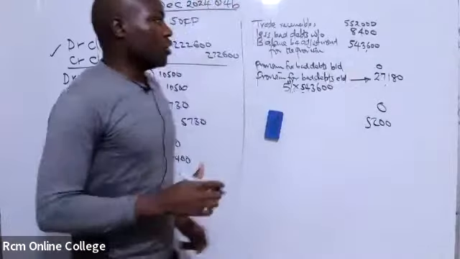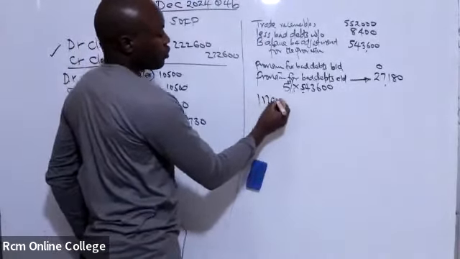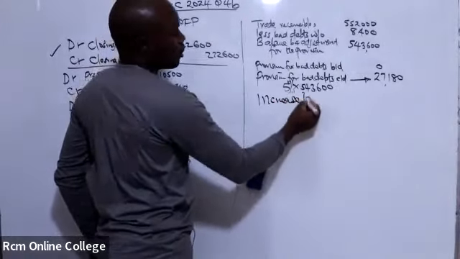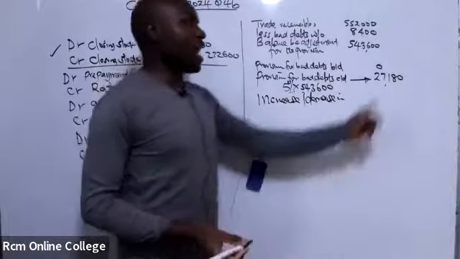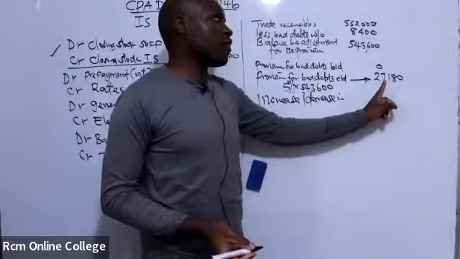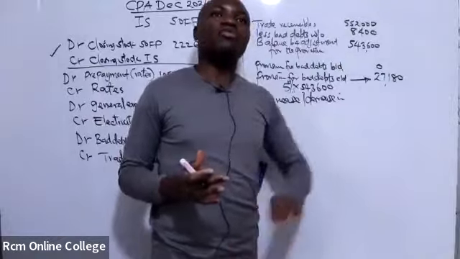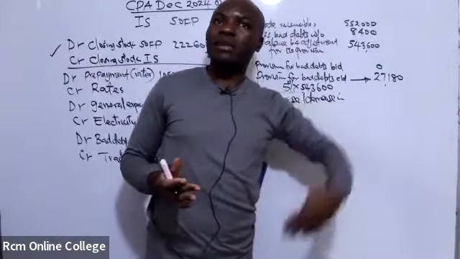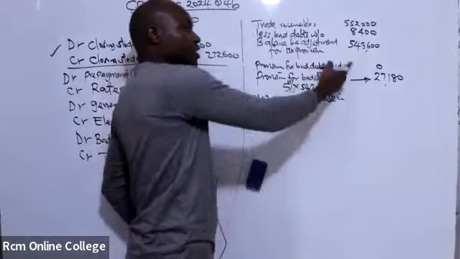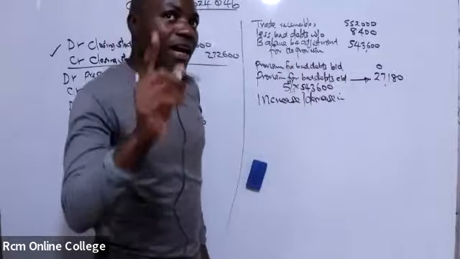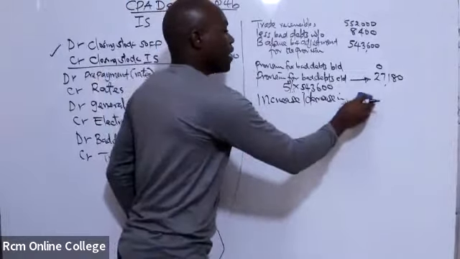Now, we need to look at it from this point. Are we talking about an increase or decrease in provision? If you provided nothing, and at the end of the year you have provided 27,180, it means you've taken money and put it aside for that purpose. Taking money and putting it aside means it is an expense. So an increase in provision, like in this case, represents an expense.